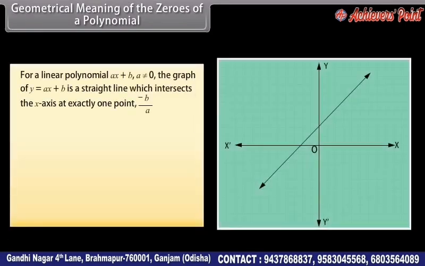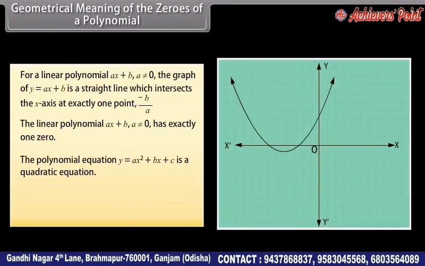Geometrical meaning of the zeros of a polynomial. For a linear polynomial ax + b, a is not equal to 0. The graph of y = ax + b is a straight line which intersects the x-axis at exactly one point, -b/a. Therefore, the linear polynomial ax + b, a not equal to 0, has exactly one zero. The polynomial equation y = ax² + bx + c is a quadratic equation. The graph of a quadratic equation is a parabolic curve.